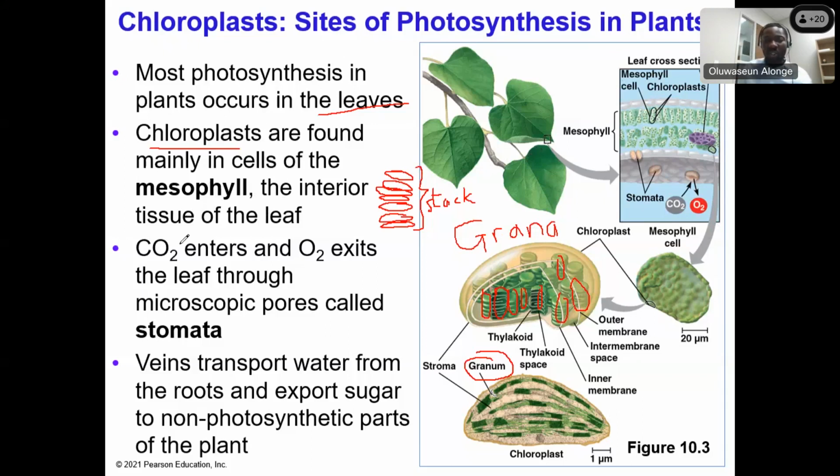Now, CO2 is going to enter and exit the leaf through the opening on the leaf that is called the stomata. So the stomata is the point of exchange for CO2 to enter and oxygen to leave. So plants breathe out oxygen and breathe in CO2, contrary to what we do, right? Now, veins transport water from the root and export sugar to non-photosynthetic parts of the plant.